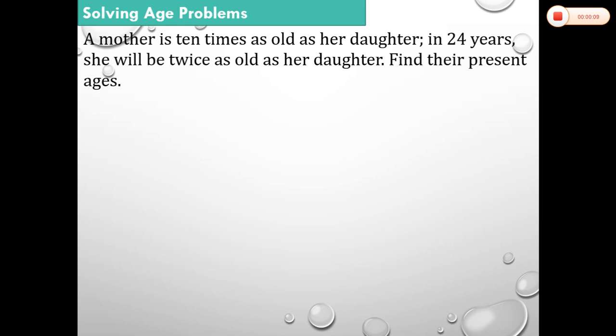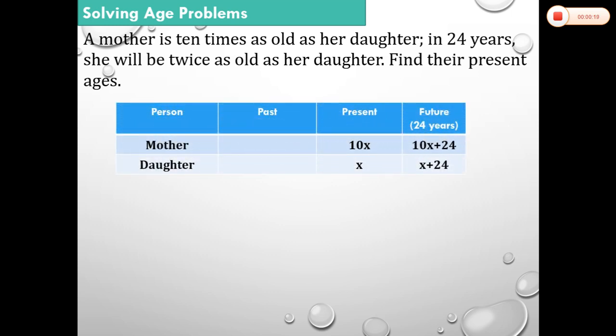A mother is 10 times as old as her daughter. In 24 years, she will be twice as old as her daughter. Find their present ages. To solve this type of problem, we use a table indicating the person and the timeline for their ages, say the past, the present, and the future.